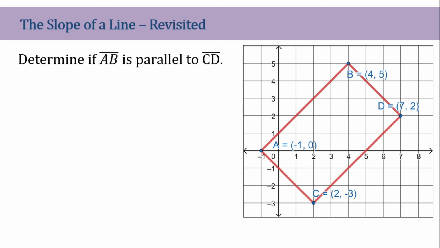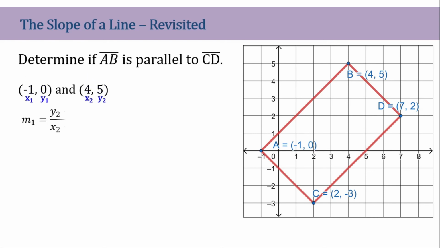Now let's do some coordinate proof. Let's apply the slope of the line in coordinate proof. We will be tackling more of this in the next lesson. Okay, let's determine if line AB is parallel to CD. So this is AB and this is CD. Okay, line AB has 2 points. We could see that they are negative 1, 0, and 4, 5.